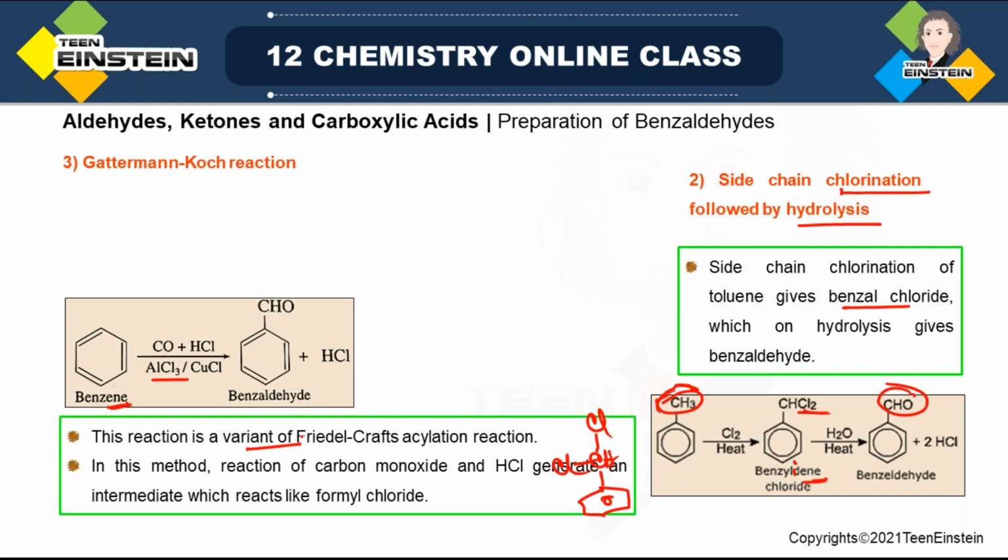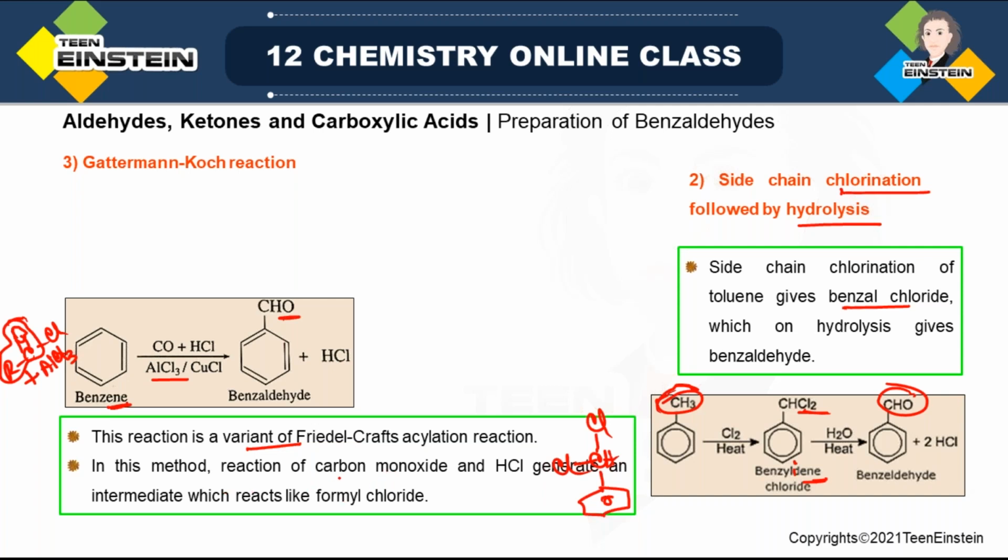In Friedel-Crafts acylation, normally what reagent combination do we use? One is acid chloride, RCOCl, and a Lewis acid, which is mostly AlCl3. So what happens in Friedel-Crafts acylation? Starting from benzene, an RCO group is introduced by replacing any of the hydrogens of benzene. Here also you can find some similarity, but in our case it is not RCO, it is the HCO group which is inserted. So it is a kind of variant of Friedel-Crafts acylation.